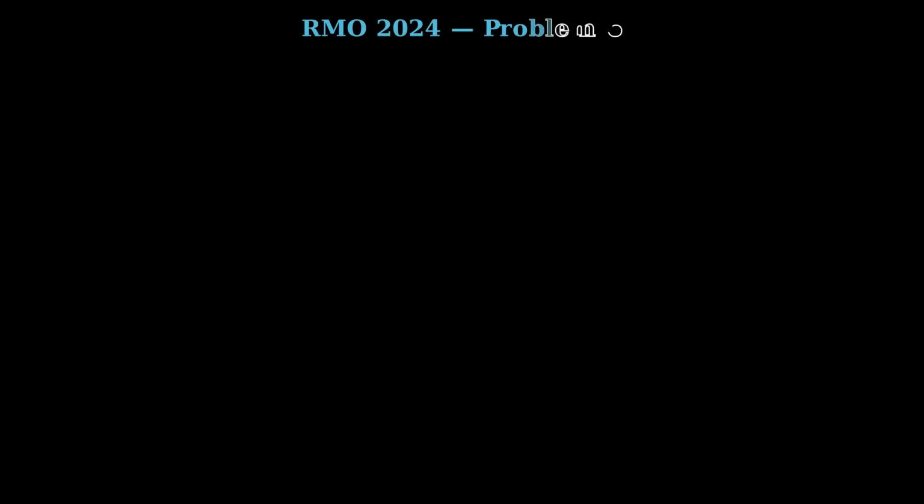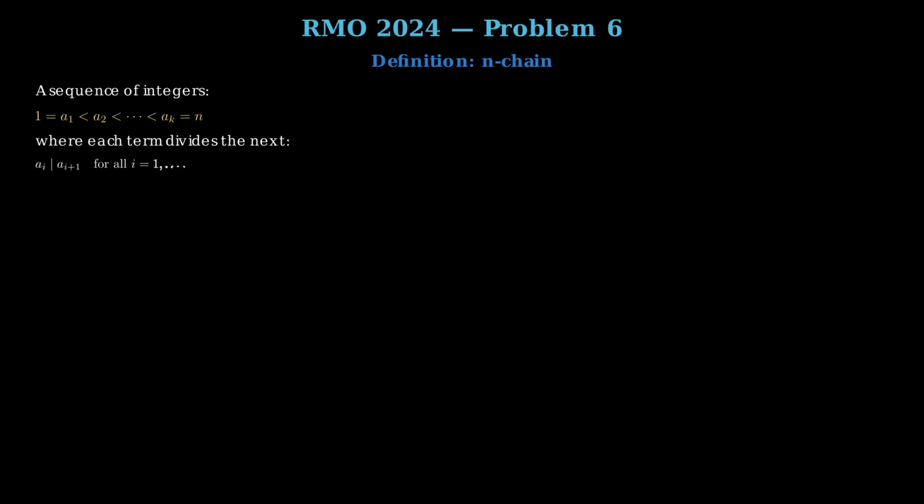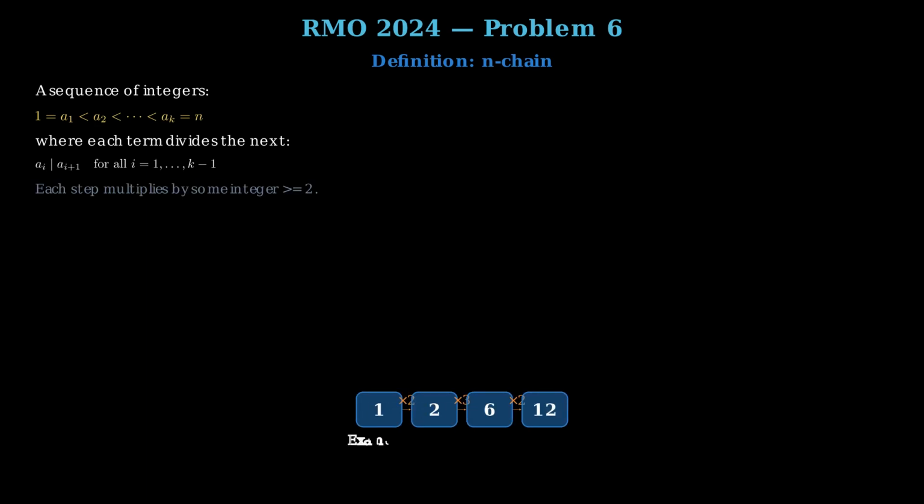RMO 2024. Problem 6. Let n be a positive integer greater than or equal to 2. We define an n-chain as a sequence of integers 1 = a1 < a2 < a3 and so on up to ak = n, where each term divides the next term. That is, a1 divides a2, a2 divides a3, and so on.